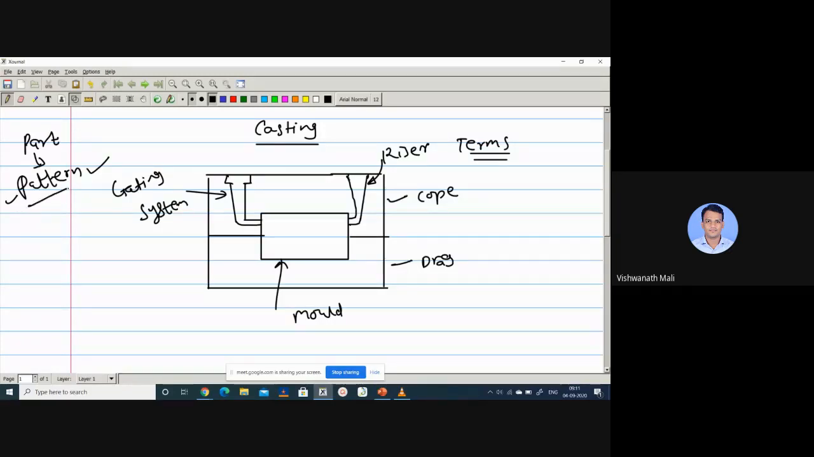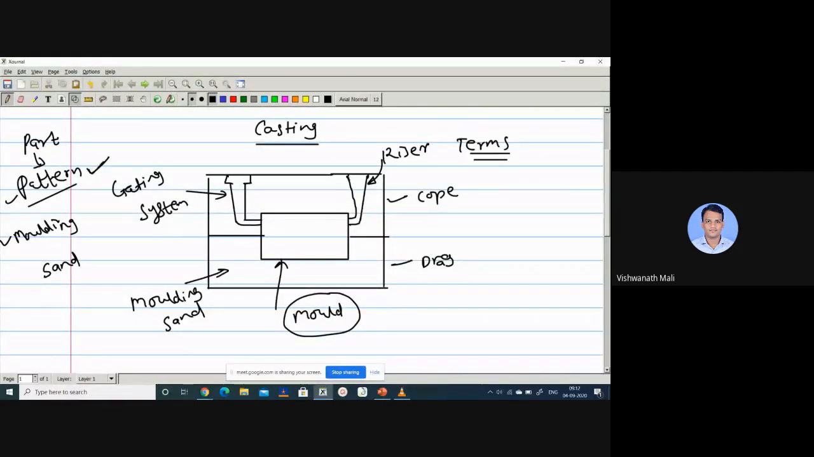So once we prepare the pattern, we will produce the mold. This mold we will produce with the help of the pattern. Now to produce the mold, what do we need? We need molding sand. Then only we are able to prepare the mold. So from today's lecture, what are we going to study? Molding sand. What are the different types of molding sands? What are the properties required of the molding sand? How to prepare the molding sand? These things we are going to see in molding sand.